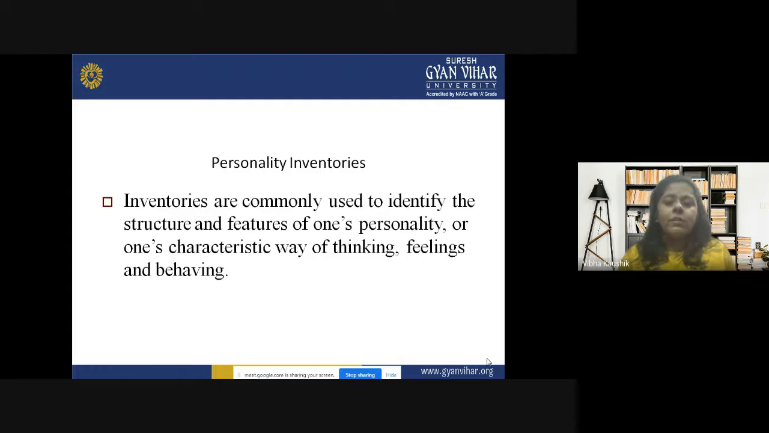So, with the help of those statements, and how that particular individual relates to them, we will be able to identify the structures and features of one's personality, one's characteristic way of thinking, feeling, and behaving, how he thinks, how he feels, and how he behaves. With the help of the personality inventory, we will be able to know all these things about a particular individual, about one's personality.